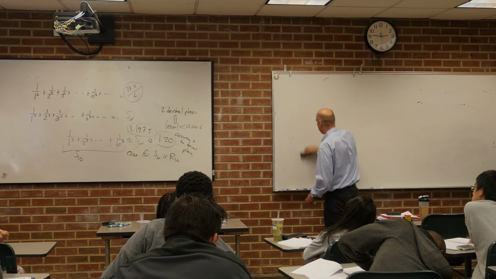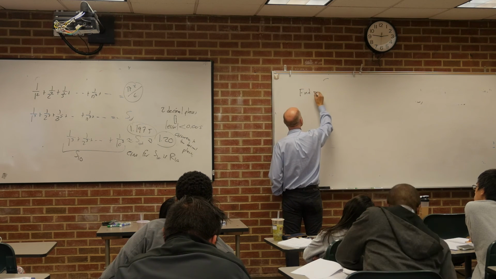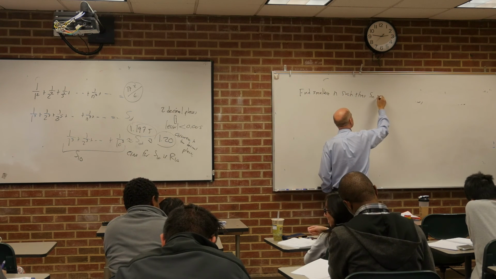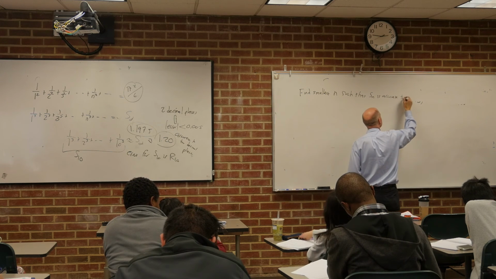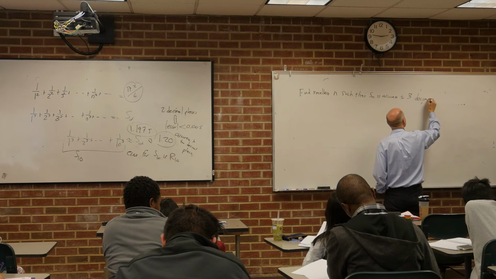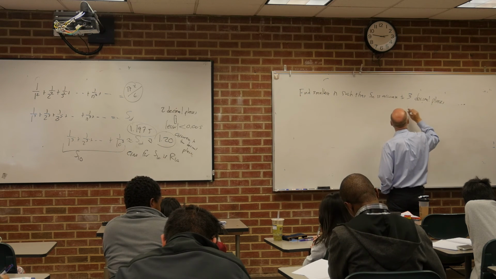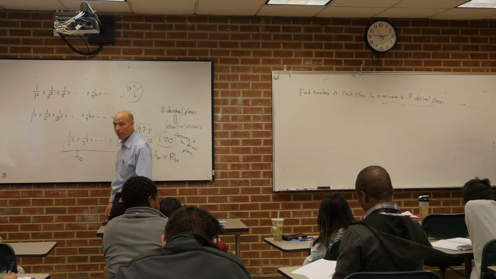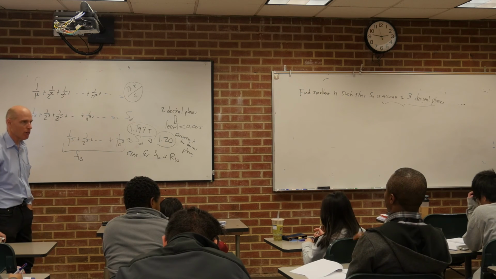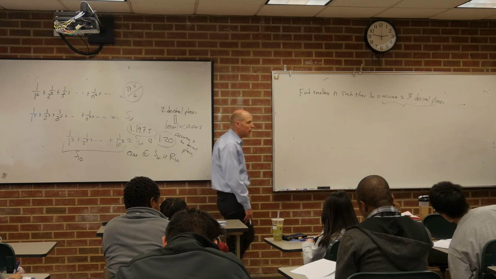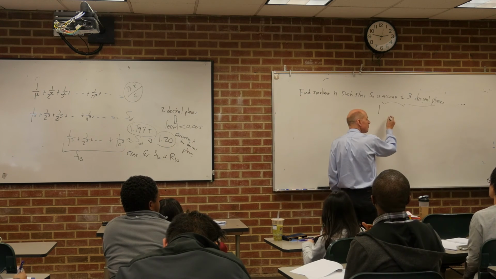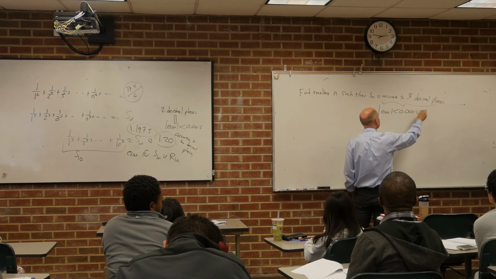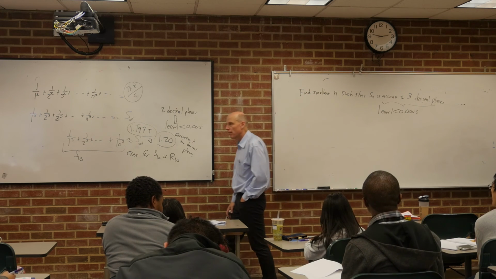What I want to do is find the smallest n. So 3 decimal places can be translated into a statement about error. So 3 decimal places as a statement about error is what? Is error smaller than 0.0005.